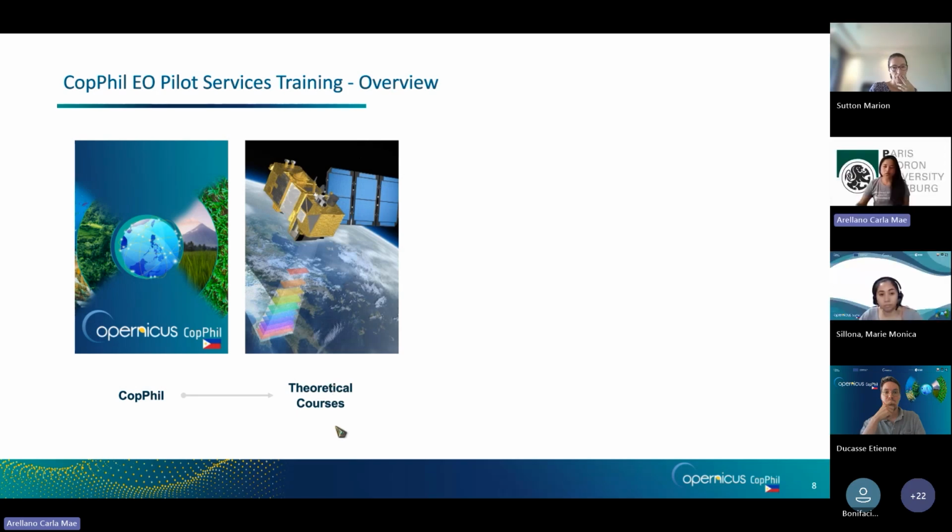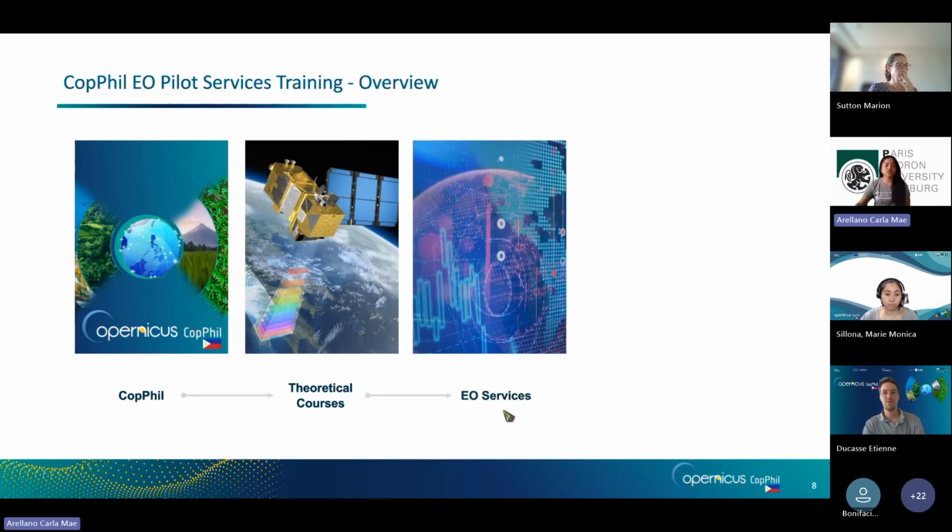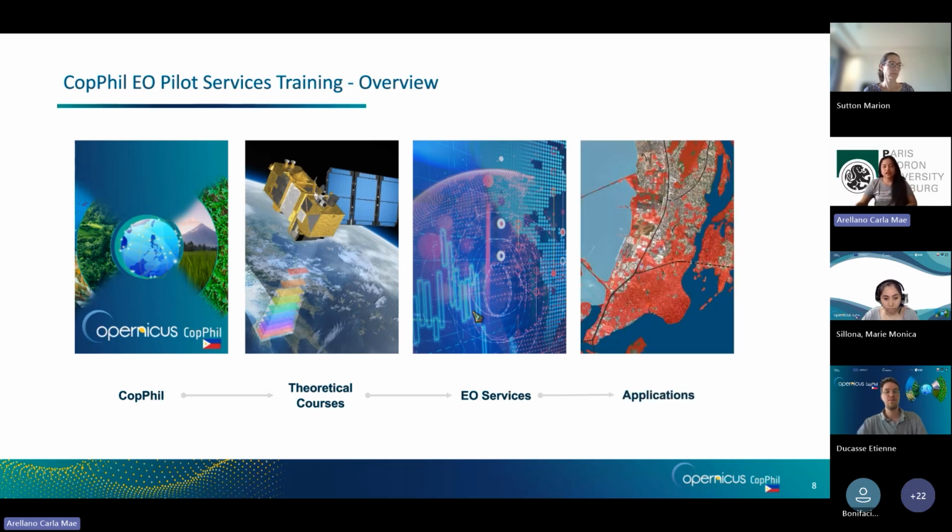We had the part one courses, the theoretical courses, which discussed all the concepts related to the EO services. So we have three main EO services. We have the ground motion monitoring service, the land cover forest crop monitoring service, and then the benthic habitat service. And then from this part two, we'll have a part three session over August to have the application courses wherein we'll have more in-depth training on how to use the CopPhil services themselves.